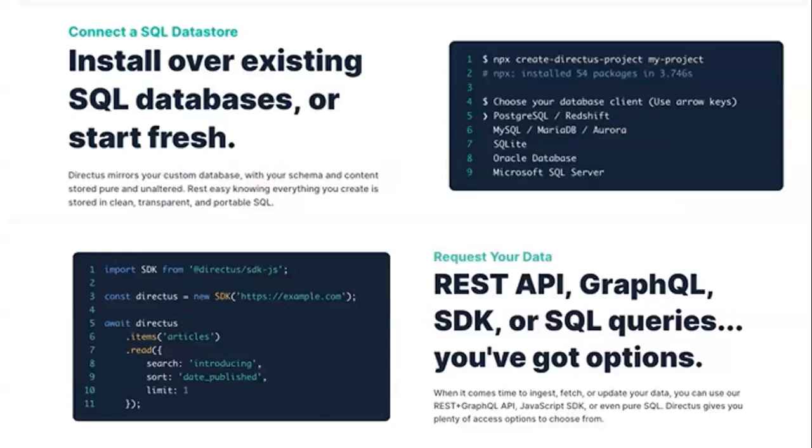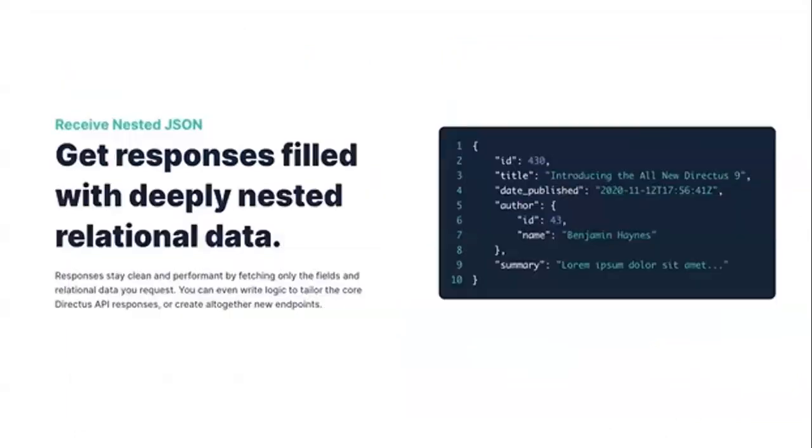So you can install it over an existing SQL database, or you can start fresh. It's not always required that you have an existing database. You can create a table in Directus. You can create collections. You can input the data and the same will be reflected in your connected SQL database. Again, you can access it using the REST API, GraphQL, SDK, and SQL queries. Get responses filled with deeply nested relational data.